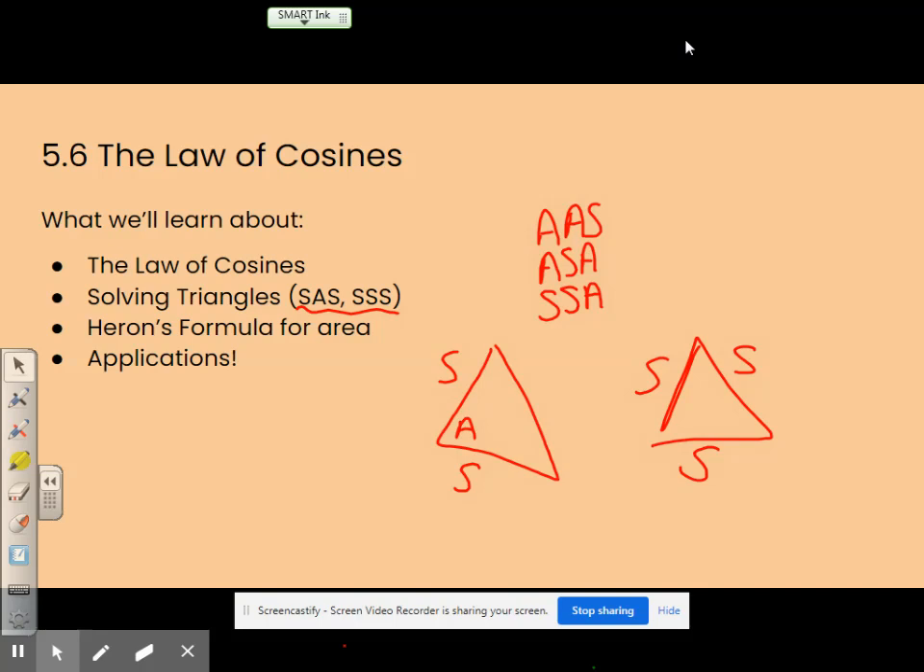We talked about yesterday another formula for area using the sine of an angle and the two sides around it, multiplying all of that times 1/2. Heron, an ancient Egyptian, I believe, mathematician, has a really cool formula for area, and we'll be checking that out.